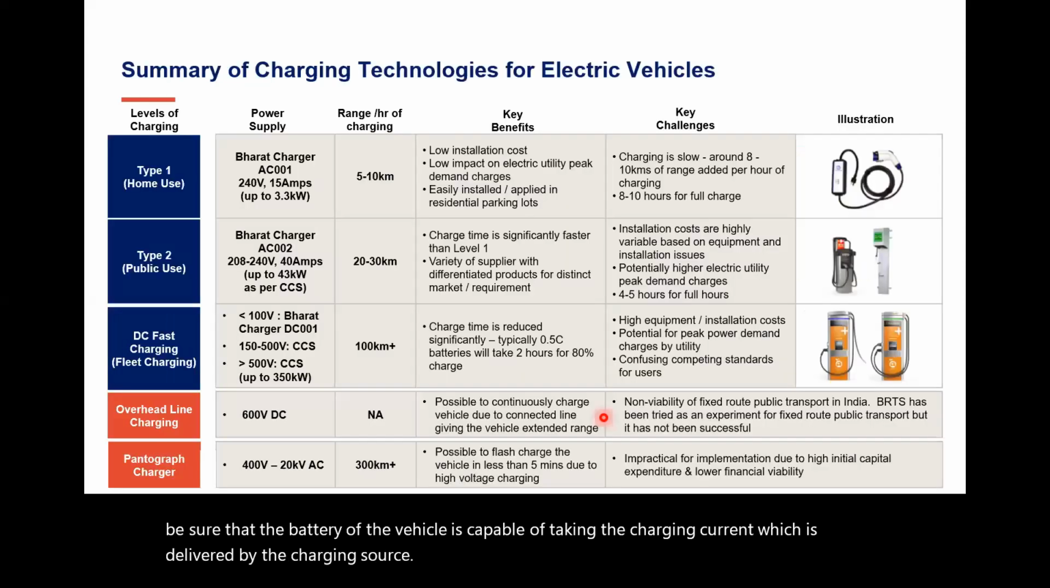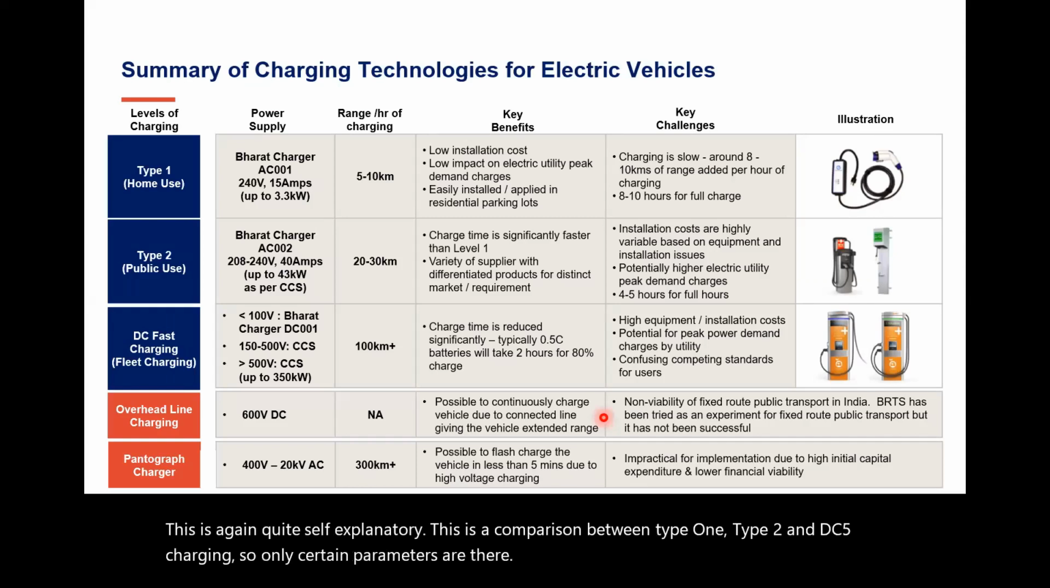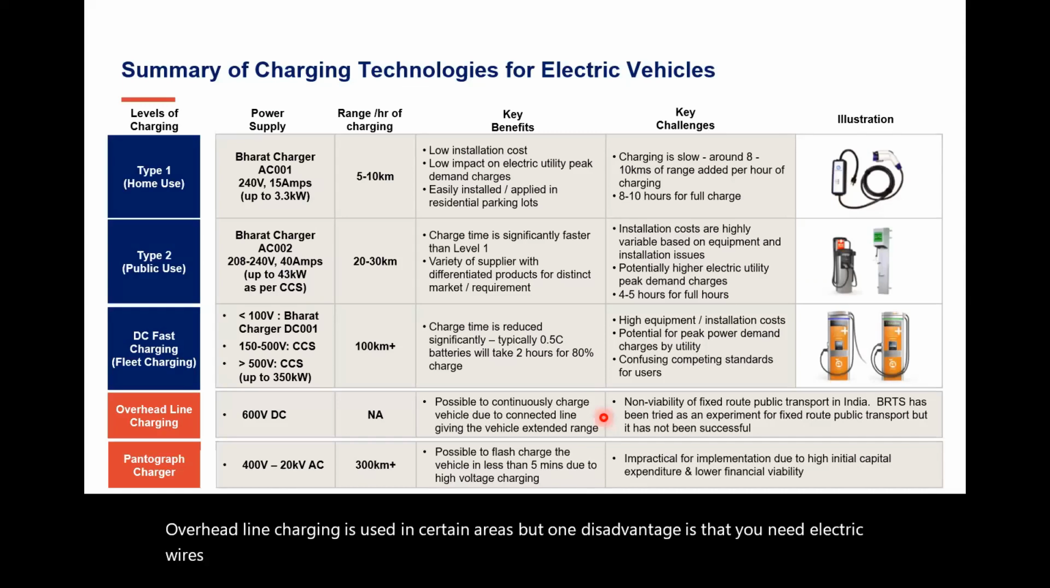This is again quite self-explanatory. This is a comparison between type 1, type 2 and DC fast charging. So only certain parameters are there. Overhead line charging is used in certain areas, but one disadvantage is that you need electric wires continuously throughout the range. This is a disadvantage actually.